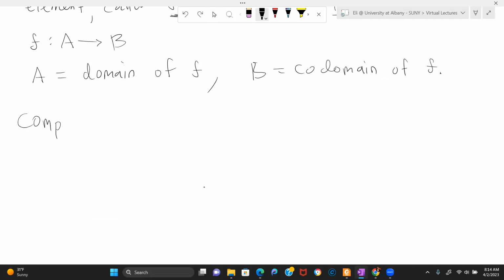All right, let me write that as a definition. This is going to be important for when we define injective functions. So recall, what does it mean to compose two functions? Let's recall that.